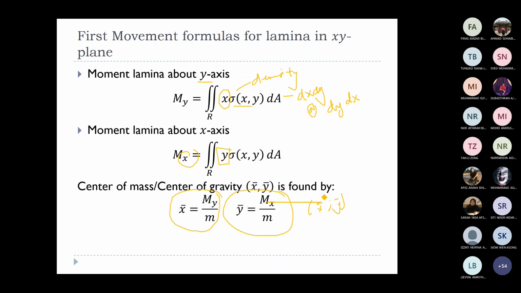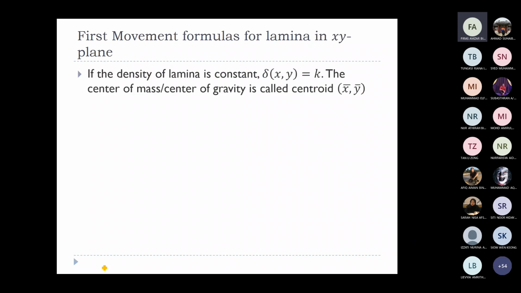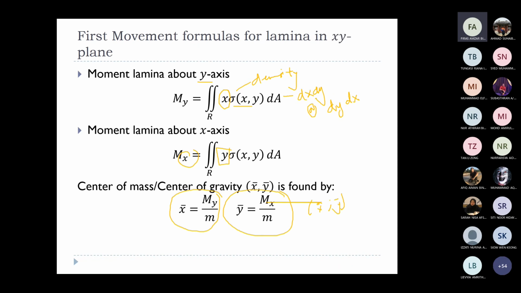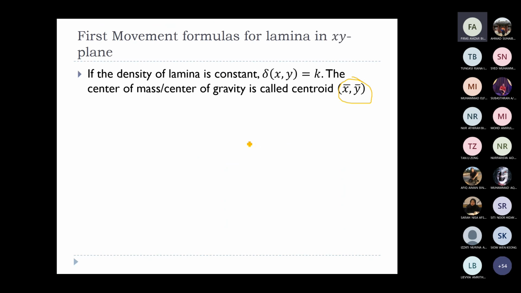It is more about how you are going to make use of the formula to find the center, to find the lamina, and then to find the inertia. We have another one, the inertia of an object. So, the first moment for the lamina in the xy plane, if the density of the lamina is constant, we have sigma xy equal to a constant k. The center of mass or center of gravity will be called the centroid. Okay, this is obtained using the formula earlier. Find the mass and the moments about the y-axis and x-axis, then divide by the mass. But we call it a centroid because the density is a constant.